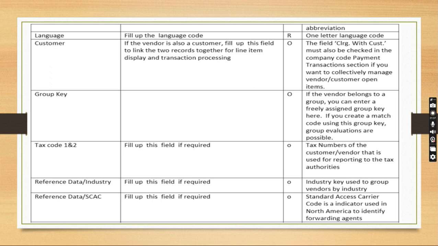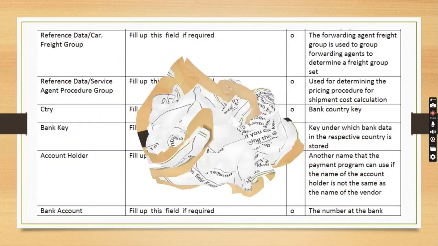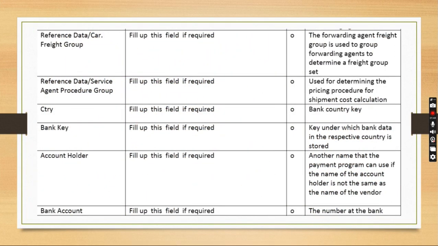Standard carrier access code is an indicator used in North America to identify forwarding agents. Reference data. Freight group. Fill up this field if required. This field is optional. The forwarding agent freight group is used to group forwarding agents and determine a freight group set. Reference data service agent procedure group. This is also optional, used for determining the pricing procedure for shipment calculation.